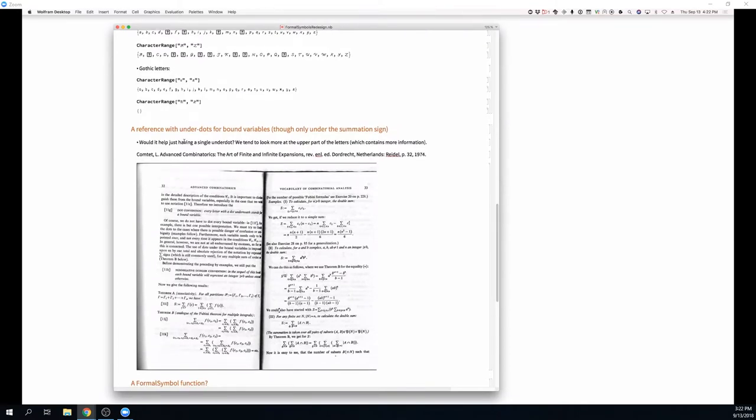Okay. And the argument you're making here is what? Well, this is a reference in which they use dots. It's only that they use dots for the underdot, not an above dot. Oh, there's an underdot right there. Exactly. Interestingly, they only use it under the summation sign, indicating this is a bound variable. And then you have to infer that yourself for the summand.